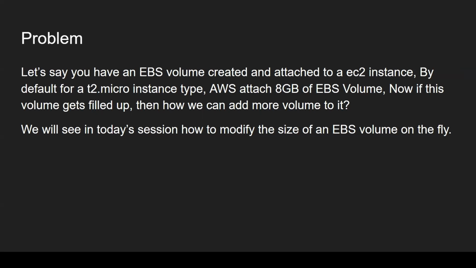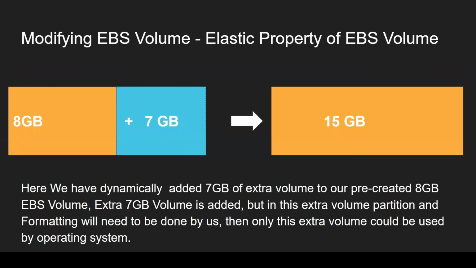So how to do that? With this example, you will see we are modifying the EBS volume size. Initially we would have 8 GB of storage. Now let's say I wanted to add 7 more GB of storage, so that the total EBS volume size will become 15 GB. And I don't want to lose any data which I had earlier. I just wanted to increase or modify the EBS volume size. So let's see how we can achieve this.